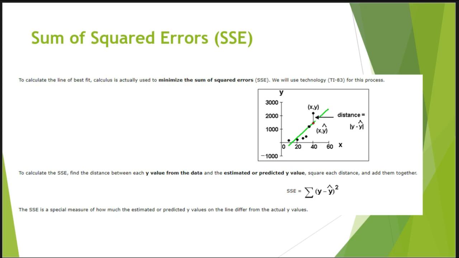To calculate the line of best fit, calculus is actually used to minimize the sum of squared errors. We use our technology, our TI-83, for this process. To calculate the SSE, you have to find the distance between each y value from the data and the estimated or predicted y value, square each distance, and then add them together. The SSE is a special measure of how much the estimated or predicted y values on the line differ from the actual y values.